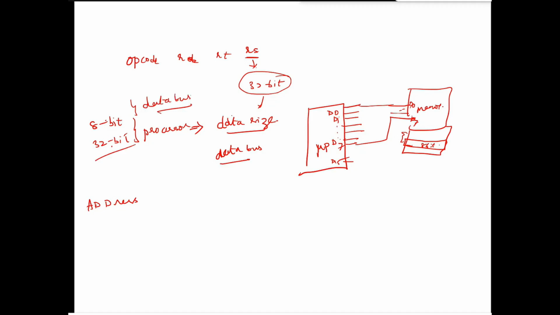Okay, what is the address bus? I said, let it be 16 address lines, which means we have 16 address lines, A0 to A15. What is this for? What's the use of the address bus? I'll put the question in a different way.